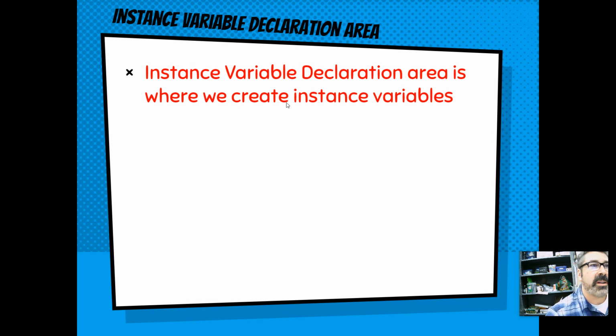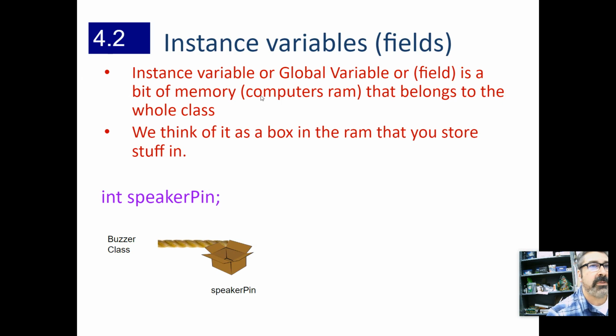The instance variable declaration area is where we create instance variables. Write that down. And an instance variable or a global variable or a field, there's all kinds of names for it, is a bit of memory in the computer's RAM that belongs to the whole class. We think of it as a box in the RAM that you store stuff in. So here's the code we're going to write. We're going to say int speakerPin. So you make a box in the RAM called speakerPin. The only thing that can go into it is an integer, or a whole number, and it belongs to the whole class. Everybody can use it.